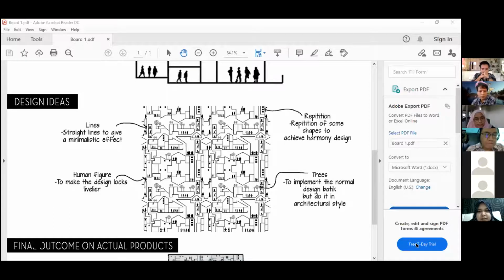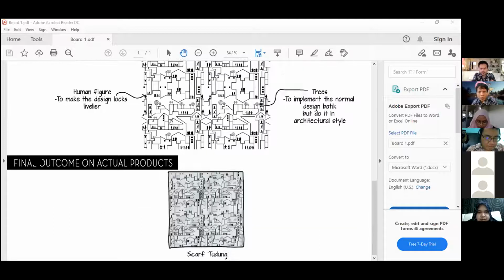Next, I only use straight lines to give a clean and sleek look to my batik. Then for the final outcome, this is what I did for the first round, but after Mr. Nik explained how the batik block can be arranged just at some part of the fabric, I think I will revise it again. That's all from me. Thank you.